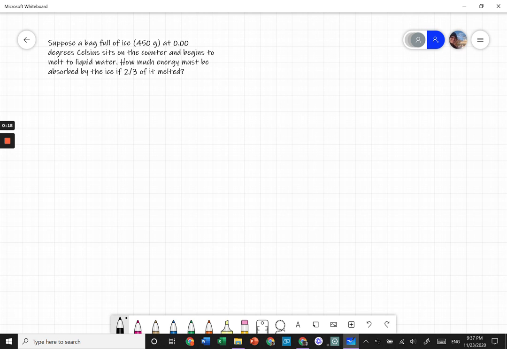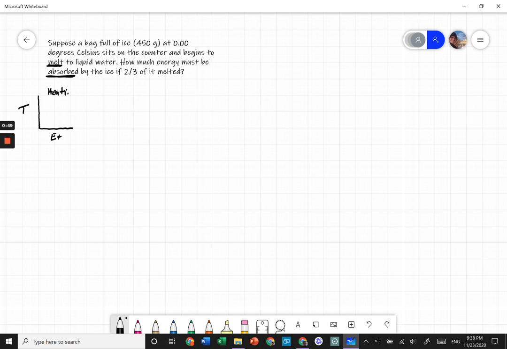Very first thing we should do, draw a heating or cooling curve. So we need to identify if it's going to be heating or cooling. Suppose a bag full of ice at 0 degrees Celsius sits on the counter and begins to melt. Melt. This is probably going to be a heating curve because we only see melting on our heating curve. How much energy must be absorbed? Absorbed. That's going to be another key word for a heating curve. E plus, energy being added or absorbed by the system, is very indicative of a heating curve.